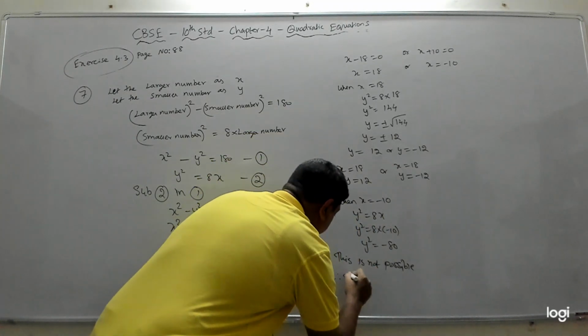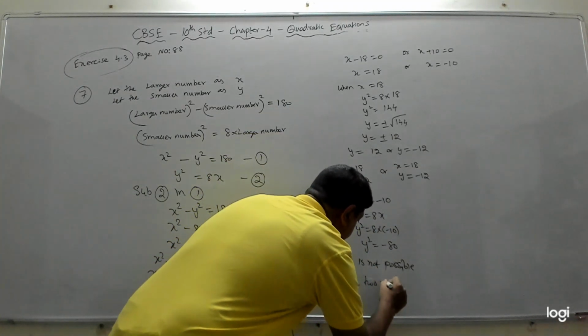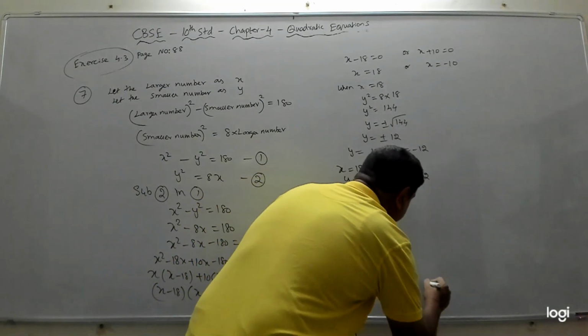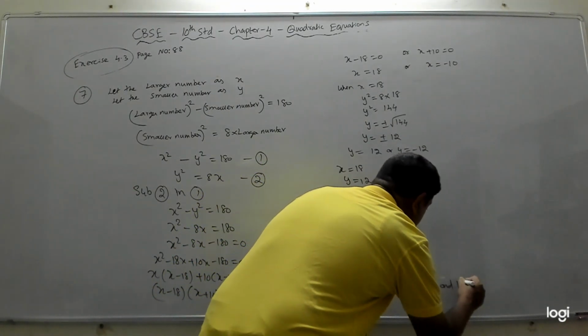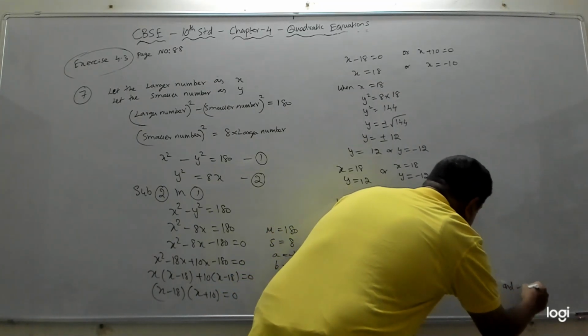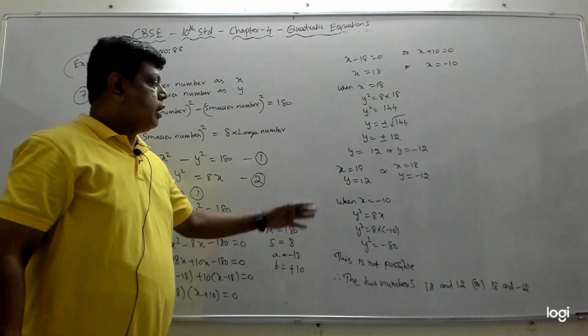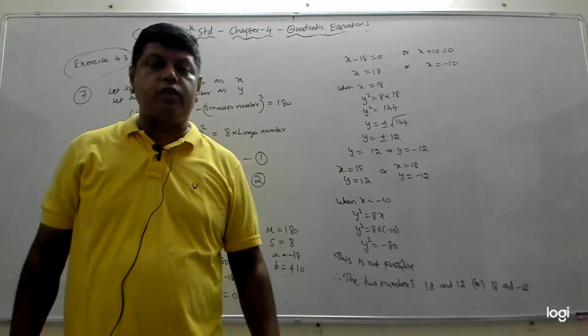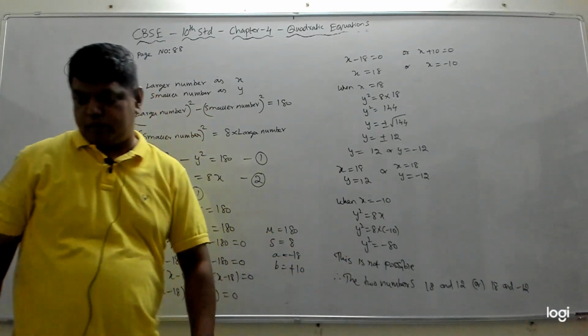So therefore the two numbers are... they have not given it as a positive number or negative number. The two numbers are 18 and 12 or 18 and minus 12. Clear? 18 and 12 or 18 and minus 12. So these are the two numbers. Fine.